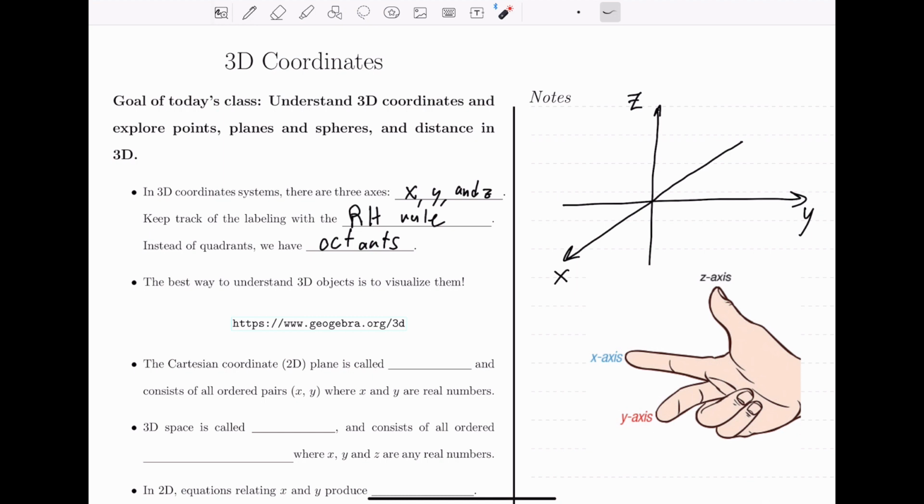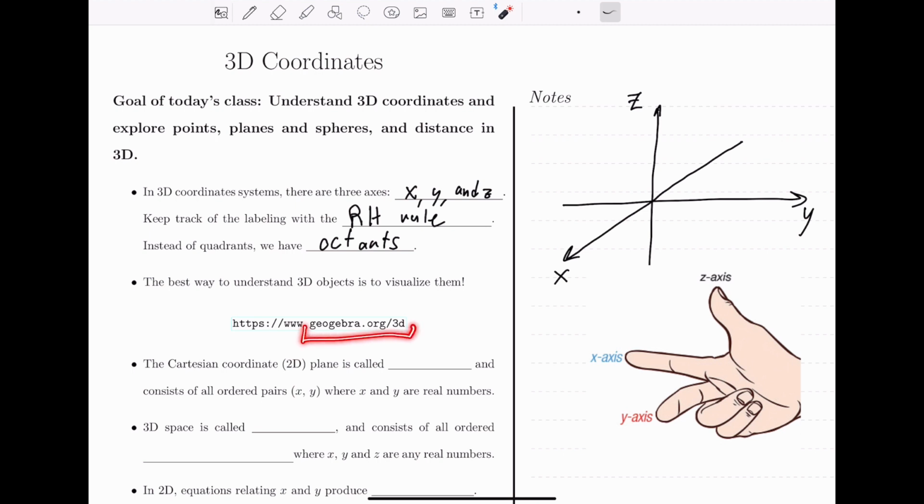It's hard to visualize it here in 2 dimensions, but there'd be 1, 2, 3, 4, and then 1, 2, 3, 4 down below the x and y axes here. So 8 different octants. Really, it's quite difficult to visualize 3-dimensional representations just on a 2-dimensional plane like this. So something that's really helpful when we're working with 3-dimensional objects is to use some sort of graphing software. And if you go to geogebra.org/3D, this is a free online 3-dimensional graphing platform.